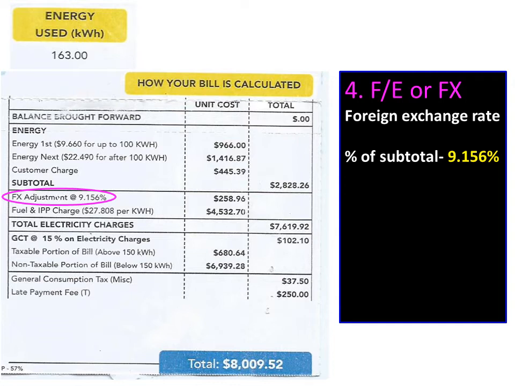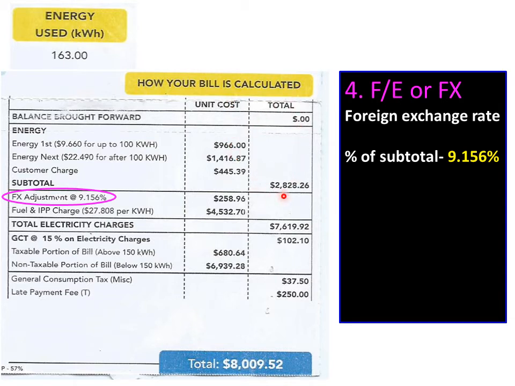So on this bill, it is 9.156%. So you're going to find 9.156% of our subtotal, everything that we've done so far. So of our energy first, energy next, and customer charge, we're going to add it up and we're going to get our subtotal. So here you have two columns, the unit cost and the total.